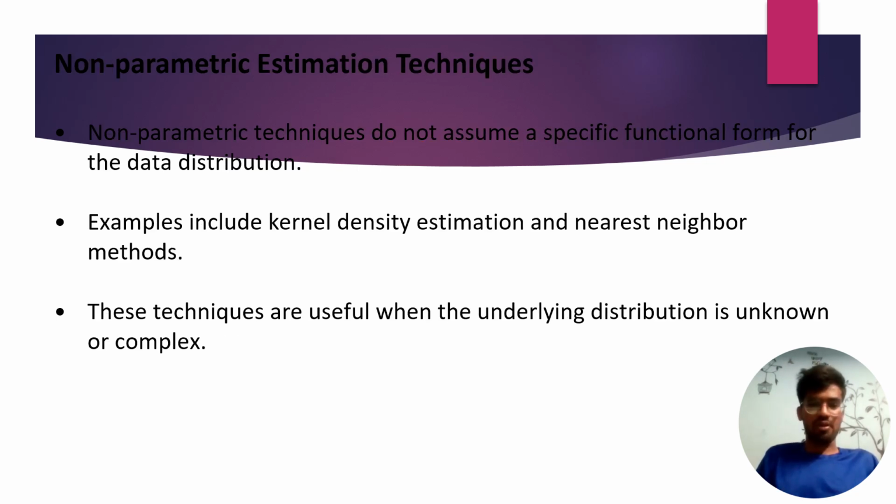After that, non-parametric estimation techniques. Non-parametric methods do not assume specific functional forms for the data distribution. Examples are kernel density estimation and nearest neighbor methods. These techniques are useful when the underlying distribution is unknown or complex. We are comparing past types of empirical estimators. It is simply used in probability and statistics, for test series or test distributions, where we gather more information.